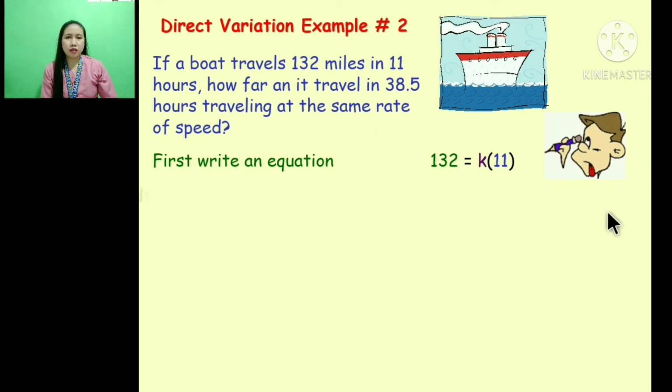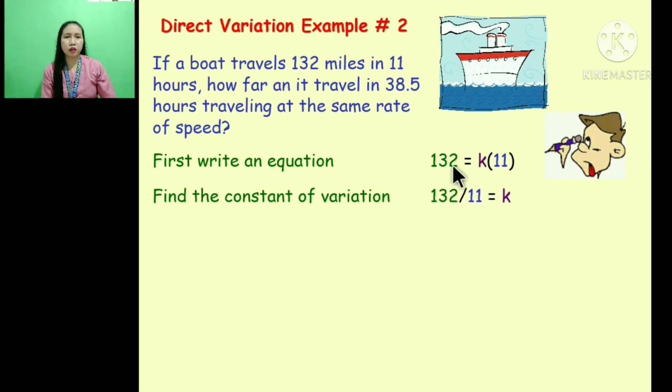So again, we're going to find the constant of variation. In order to get the constant of variation, we're going to divide both sides by 11. So it will become now 132 divided by 11 is equal to k, or the constant of variation. So 132 divided by 11, that is 12. So our constant of variation is equal to 12.